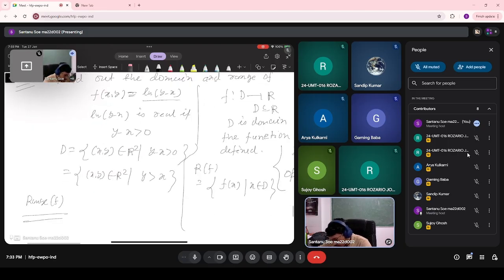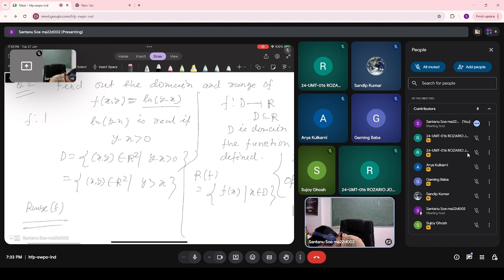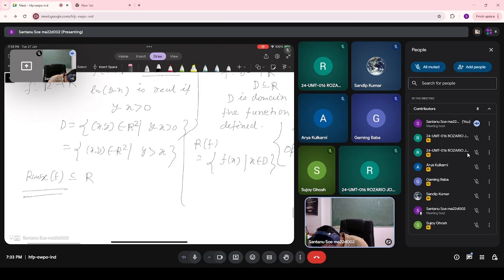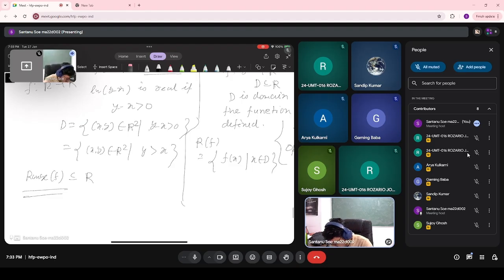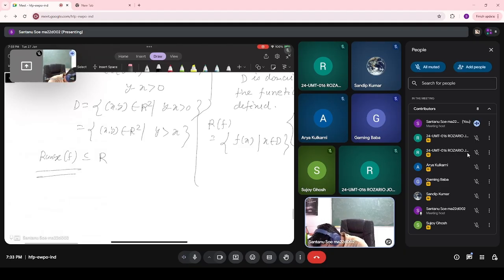So what is the range? Now one thing to see, the function f from R2 to R. So clearly range of f will be a subset of R. Now if you can show that any point in the real numbers has a pre-image in R2, then we can definitely say that the function has a range of whole R, correct? So what I mean by that is that I want to show that range of f is R.